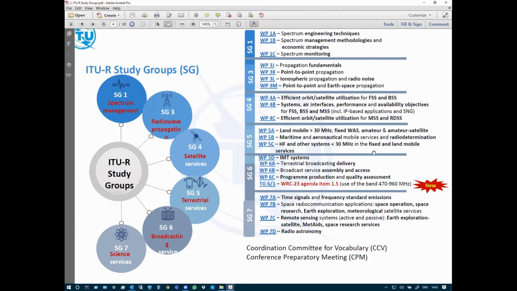Okay, may I add something? This is Istvan. Yes, please. I think maybe Working Party 1C is also involved in this activity, because Working Party 1C is monitoring, but also measurement. So I think type approval is also included. I'm not 99% sure, but I'm sure that they are there. Yes, because spectrum monitoring is devoted to all the different services through the whole radio-electric spectrum.